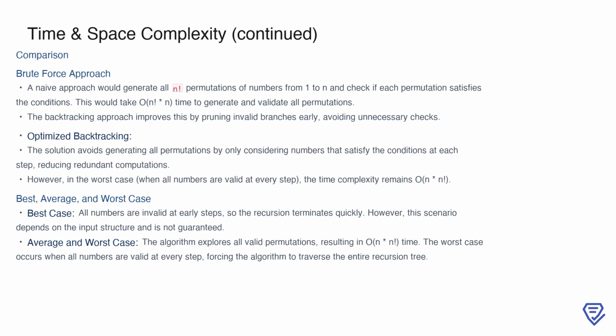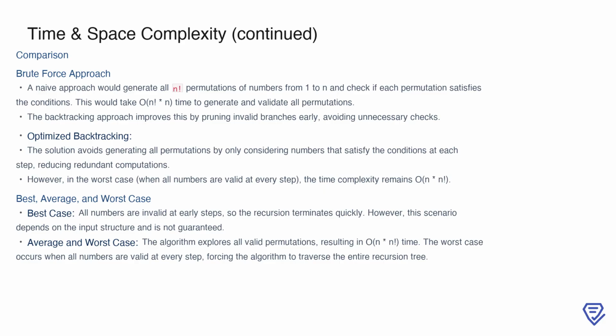Let's compare this backtracking approach to a brute force method. A naive solution would generate all n! permutations of numbers from 1 to n and then verify if each permutation satisfies the conditions. This brute force approach would require O(n * n!) time because it not only generates all possible permutations but also validates each one. In contrast, backtracking improves efficiency by pruning invalid branches early, skipping unnecessary computations.